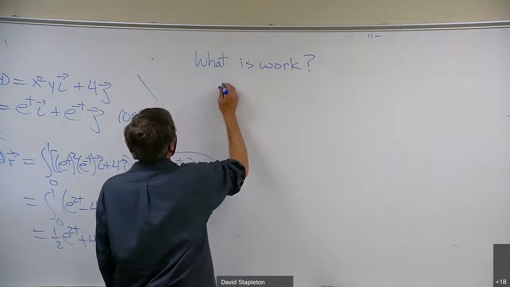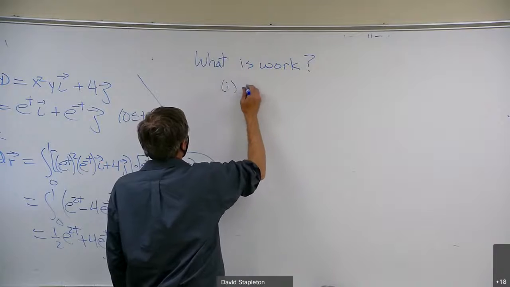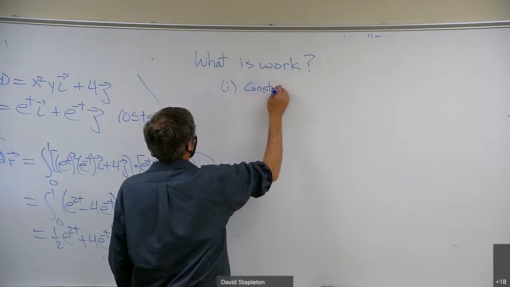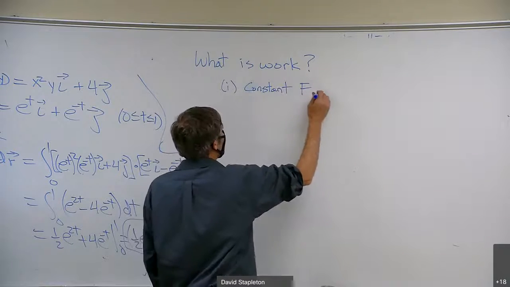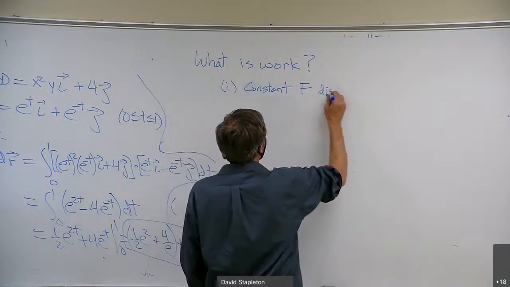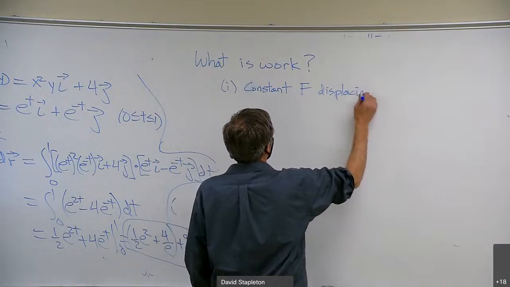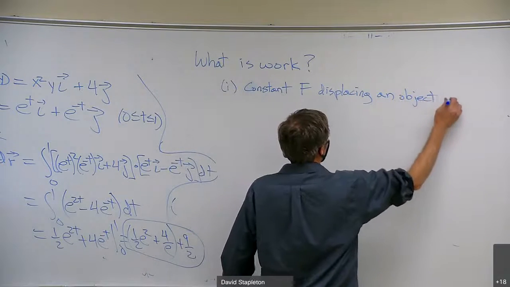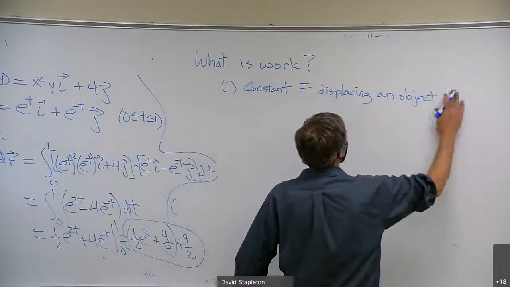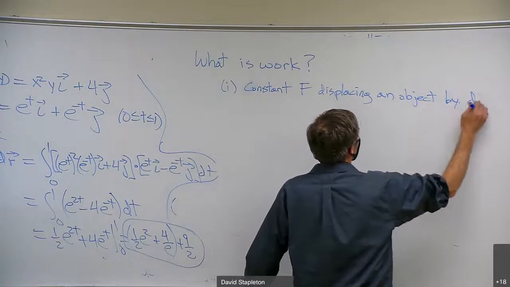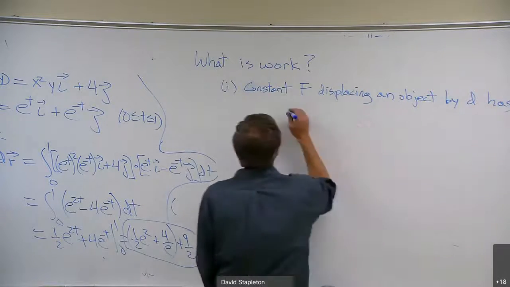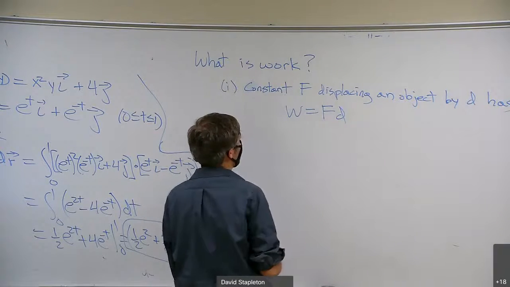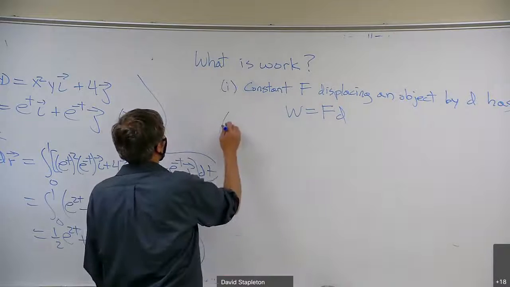What is work? Along a line, this is the first definition: a constant force F displacing an object an amount D, which could be negative, has done work equal to force times distance, or force times displacement, really. All right. So I'll do that in the first part of the book.